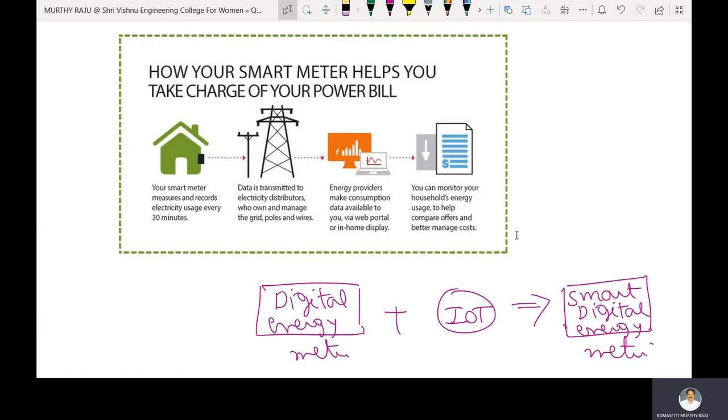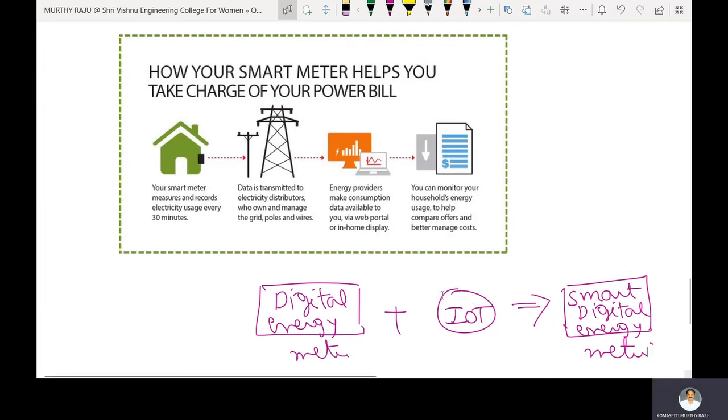which is inaccurate. A person will come and see your energy meter, a digital energy meter, not a smart digital energy meter, take the reading, and count the number of units based on that. Then allocating the amount, they create monthly electrical bills. Suppose 60 units are consumed in the month, for each unit 6 rupees, 60 into 6, 360 rupees. Suppose instead of 60, he mentions 600, 600 into 6, 3600. 360 and 3600, the difference is more. That is called inaccurate.